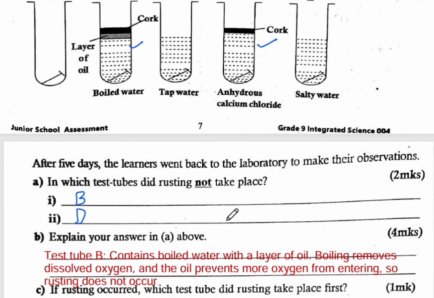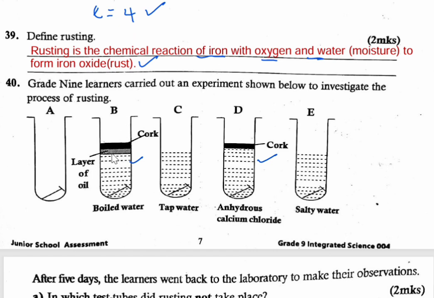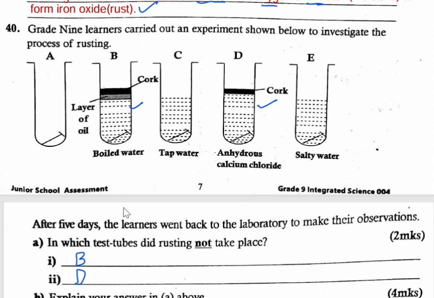It is asking, explain your answer in A above. So why did it not take place in B? So let us go back to our diagram. So you can see B here, we have a layer of oil, a cork, and boiled water. The reason for boiling is to remove dissolved oxygen in the water. And the reason for putting a layer of oil is to prevent the entry of oxygen. Therefore, we know that when oxygen is not present, then rusting will not take place. Remember we said for rusting to take place, we need to have 3 things, that is oxygen, water, and iron. So when oxygen is absent, then rusting is not going to take place. That is basically how you explain.